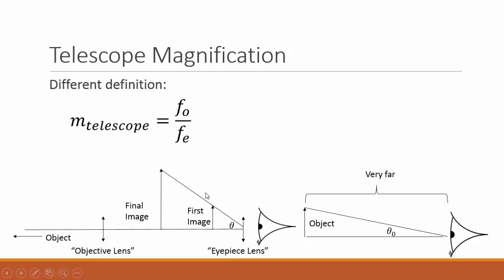This is a much simpler formula to actually plug in. One thing to note here is that since this is a ratio, if you flip FO and FE, so you interchange your objective and your eyepiece lens, the magnification doesn't stay the same, it flips upside down. So a 1/2 would become 2 and vice versa. Whereas in the microscope, if you switch the two focal lengths, you end up having the same magnification.